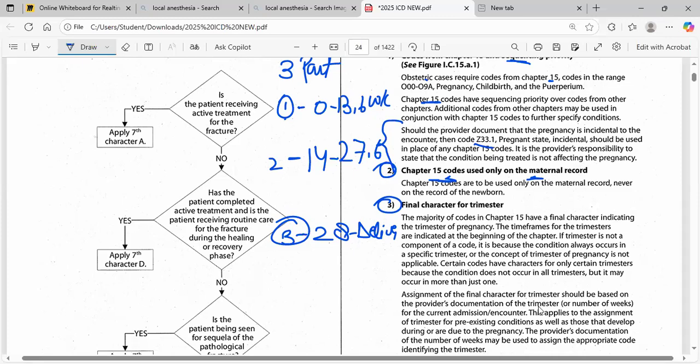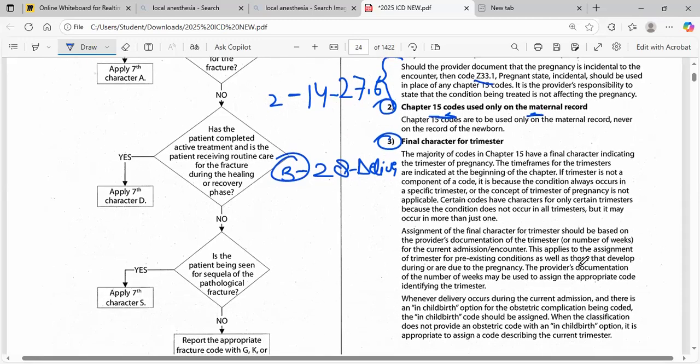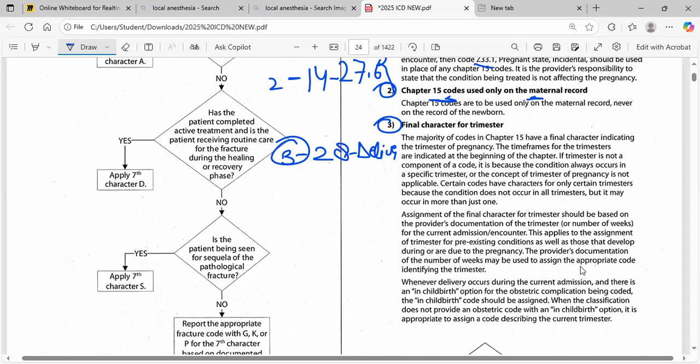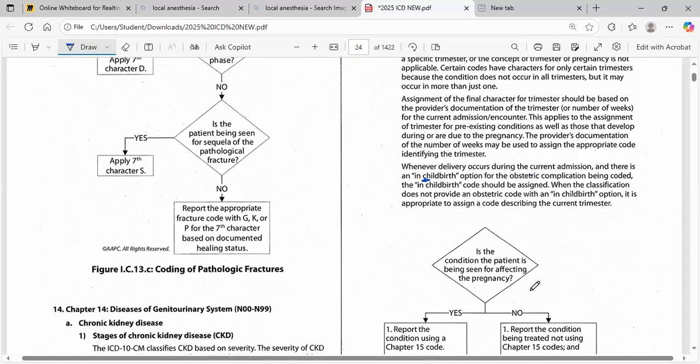Perfect. So let's move further. If any complication occurs during the delivery, in that case you have to pick a code from the childbirth series. If in childbirth is not a component of your code, in that case you can use the trimester when the baby has been delivered, or the trimester of the delivery. Let's move further.